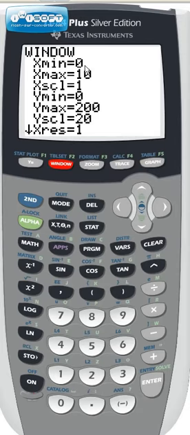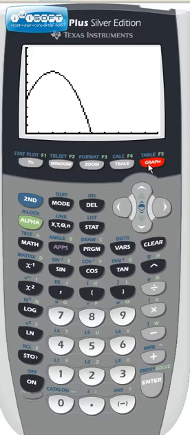So I'm going to go to Window. I'm going to start at x min is 0, x max is 10, and count by ones. My y min is 0, and I'm going to go up to a max of 200 and count by 20s. Now, when I look at the graph, I get a nice picture of a parabola that represents the height of the ball as a function of time.